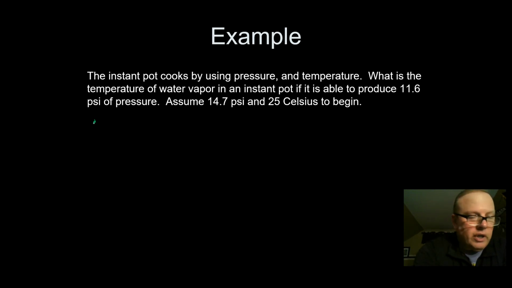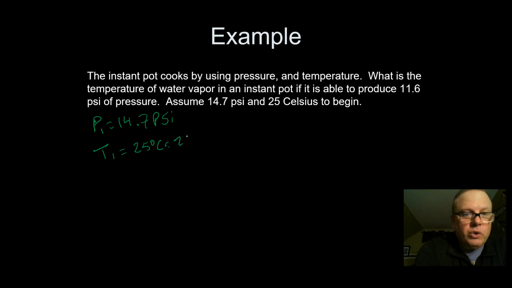What we have here is P1, which is going to be the atmospheric pressure of 14.7 PSI. T1, our initial temperature, is 25 degrees Celsius, which is going to be 298 Kelvin. We must work in Kelvin, always with gas laws. It has to be in Kelvin, that absolute scale.